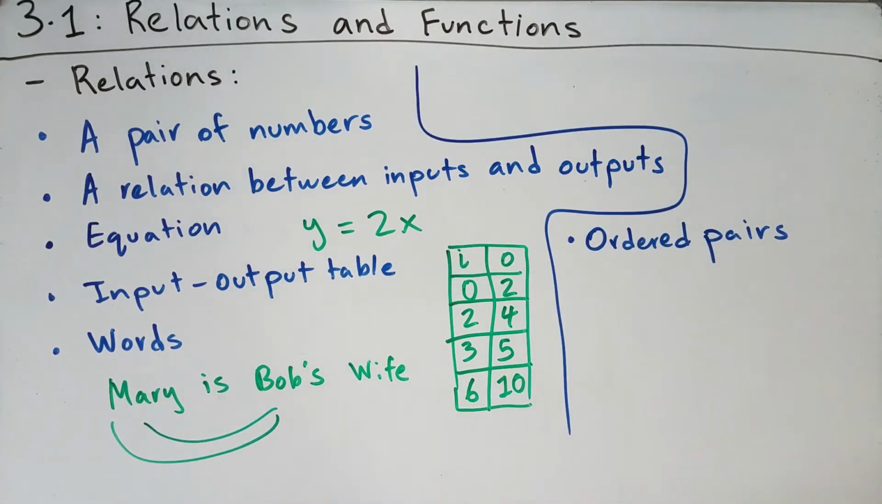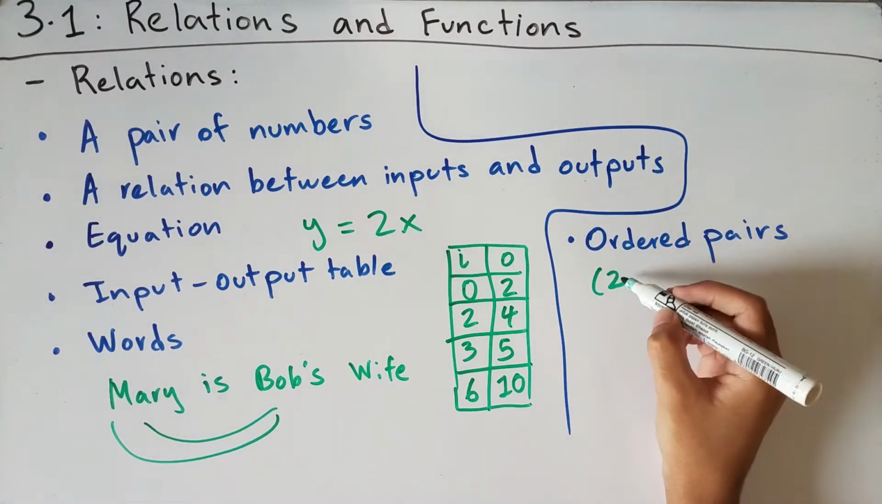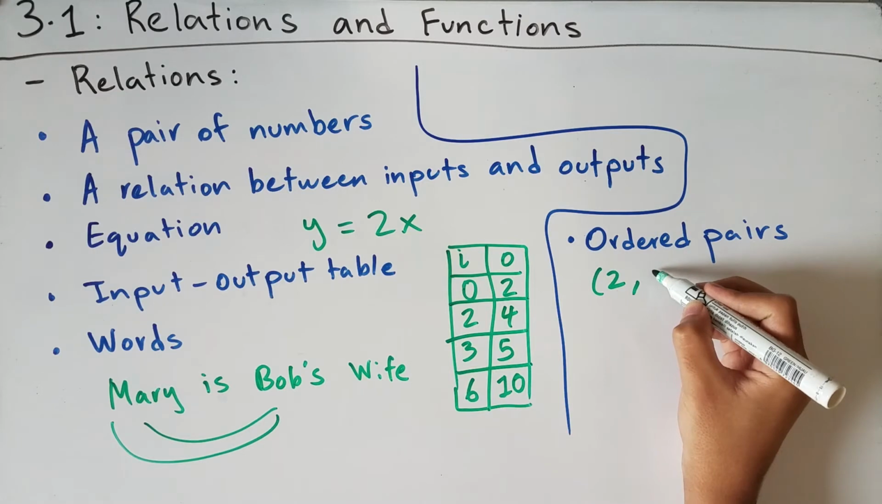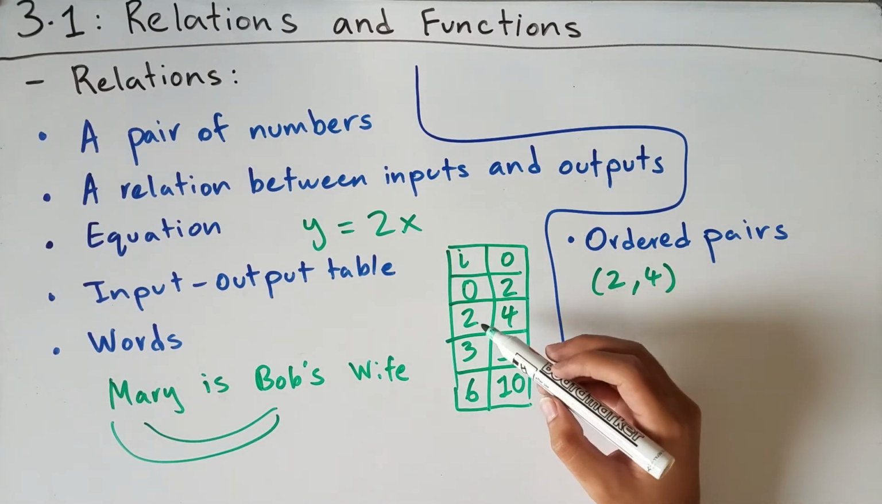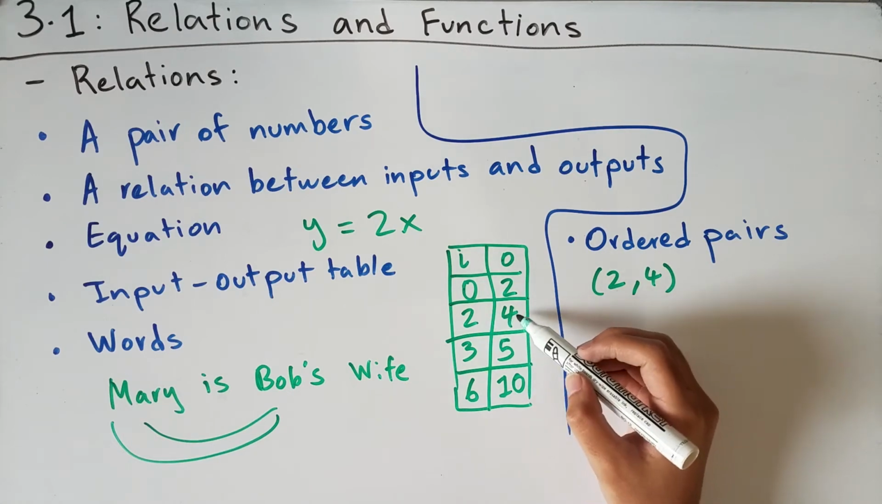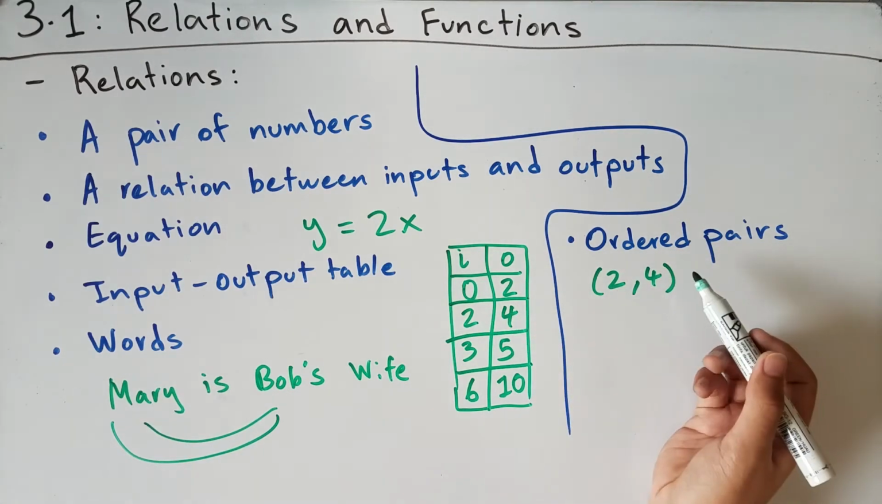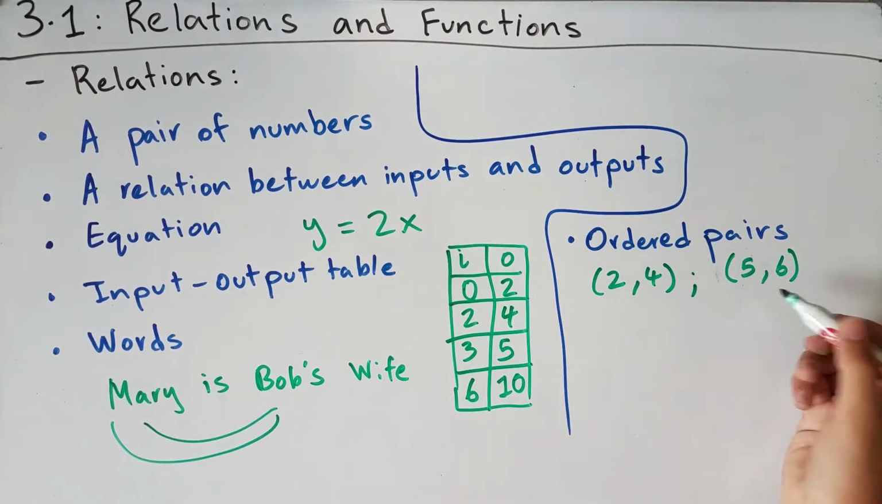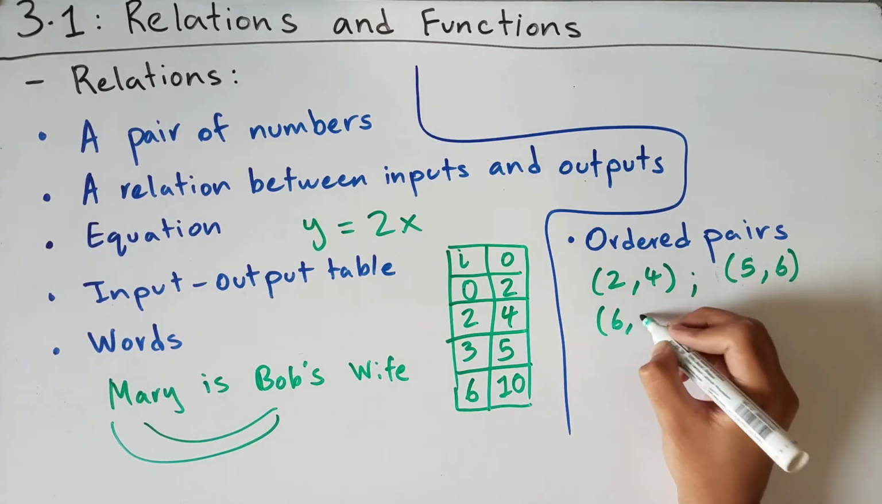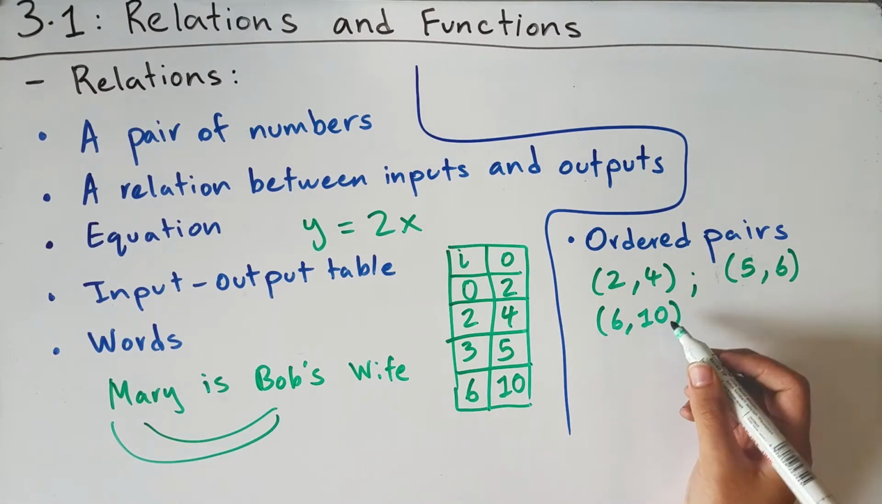You can also express a relation in terms of ordered pairs. So you could have an ordered pair of 2 being the input and your output would be 4. From this table I got this ordered pair because our input value was 2 and our output value in this relation was 4. So this is an example of a relation. Another relation could be between the input of 5 and the output of 6. That's also a relation. You could come up with 6 being related to 10, which is also from here.